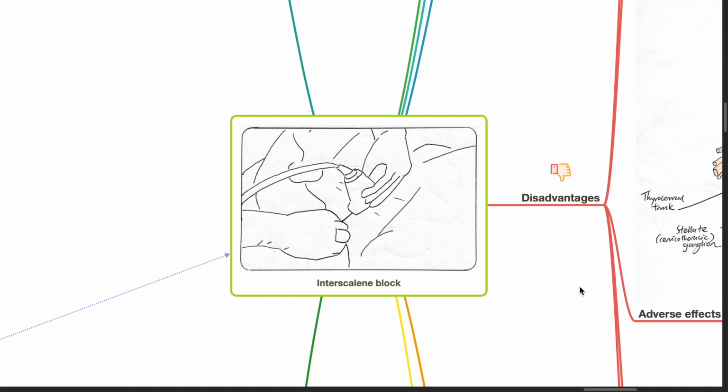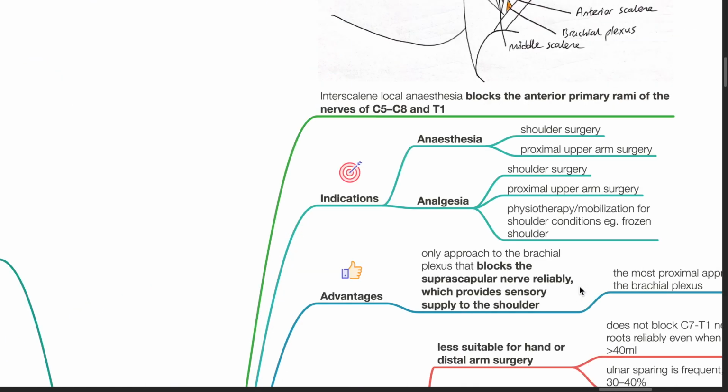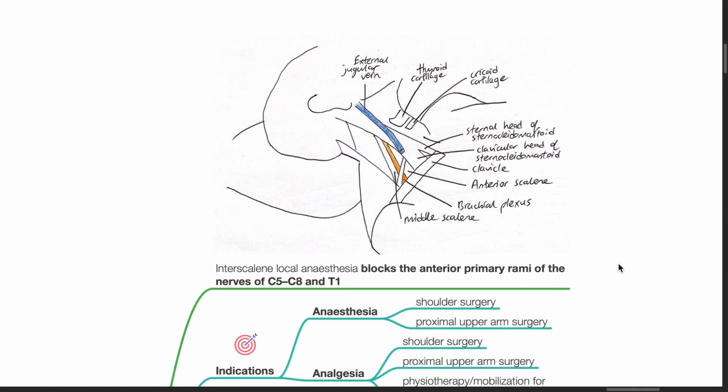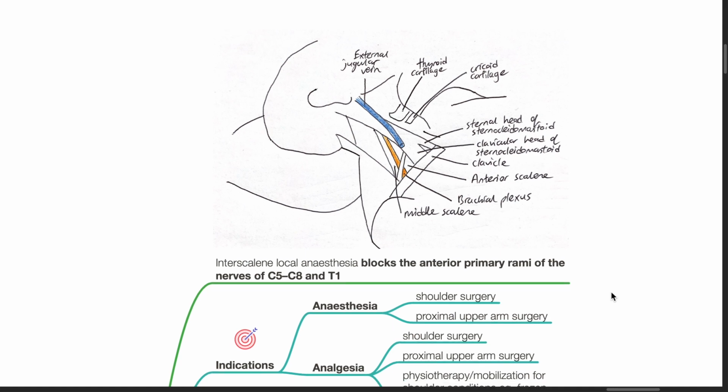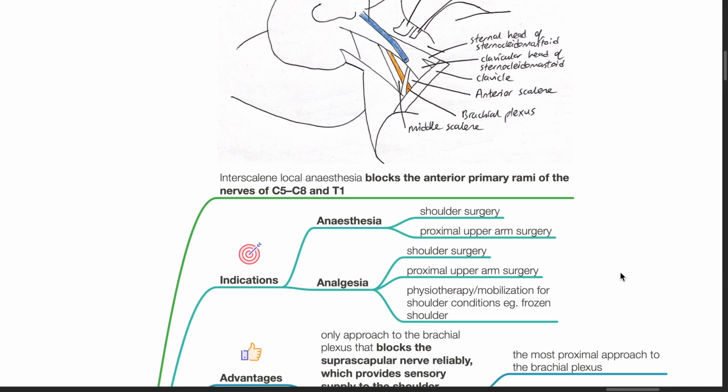Interscalene brachial plexus block. Interscalene local anesthesia blocks the anterior primary rami of the nerves of C5 to C8 and T1. Indications include anesthesia for shoulder surgery and proximal arm surgery, and analgesia for shoulder surgery, proximal arm surgery, and physiotherapy or mobilization for shoulder conditions such as frozen shoulder.